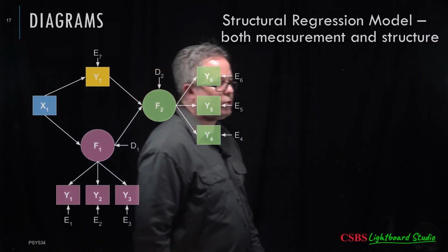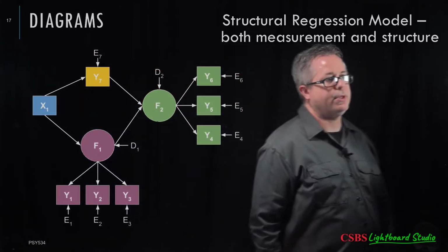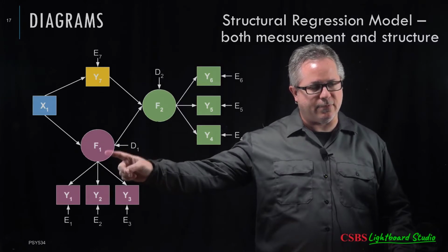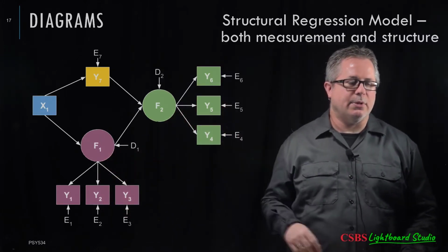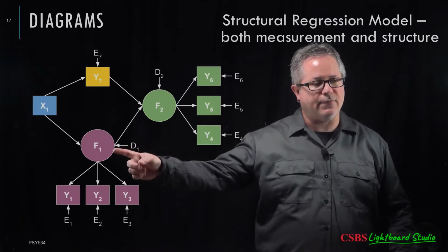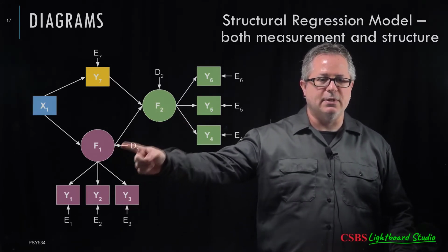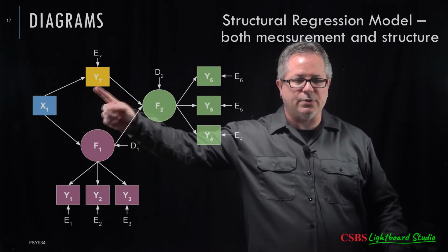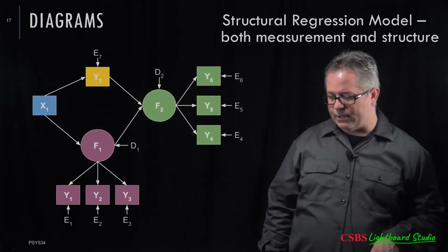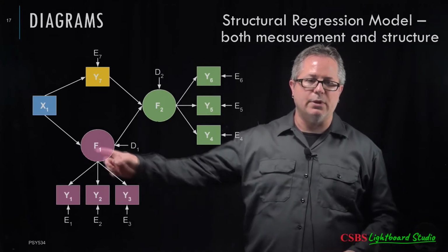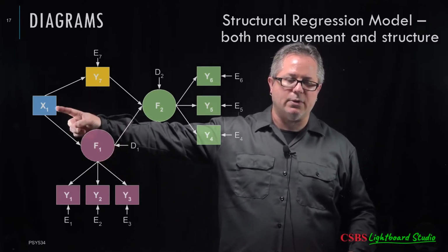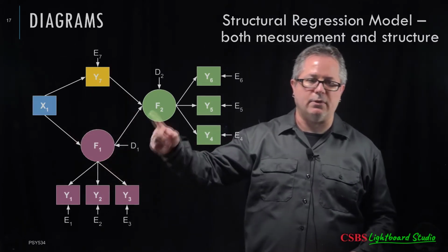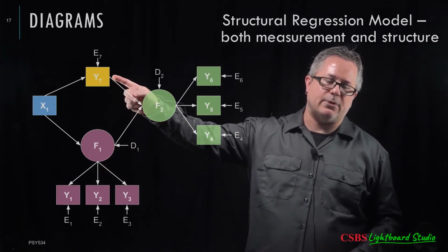Here we have a structural regression model that has both structure and measurement together. We have some measurement in the form of factor 1 and factor 2. And even if I just put one arrow from factor 1 to factor 2, that would mean that there's structure. But we also have variables that are only measured. These aren't part of any measurement model. They're just measured variables on their own that are predicting each other. So we have an x to a y here, a measured variable predicting a latent variable, and the latent variables predicting each other. We even have this measured variable predicting this.